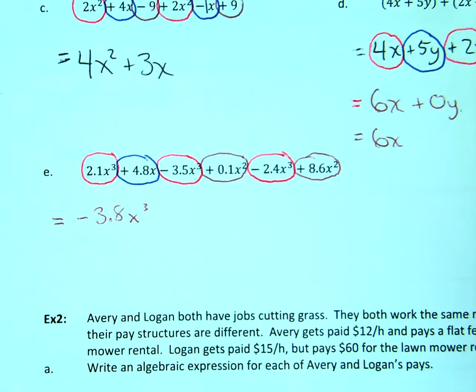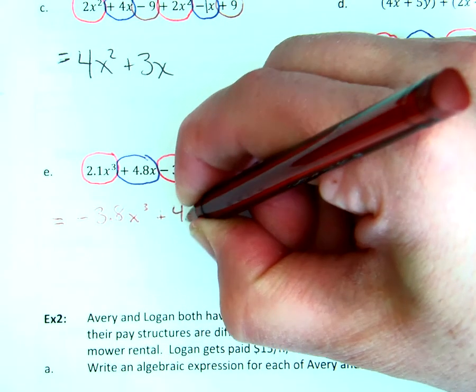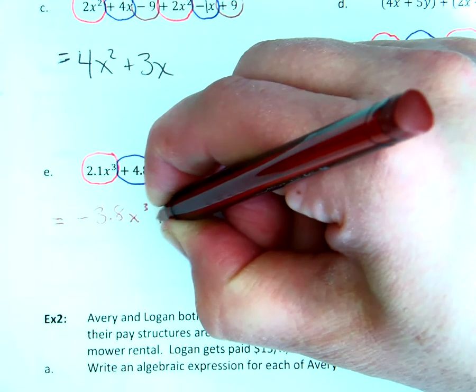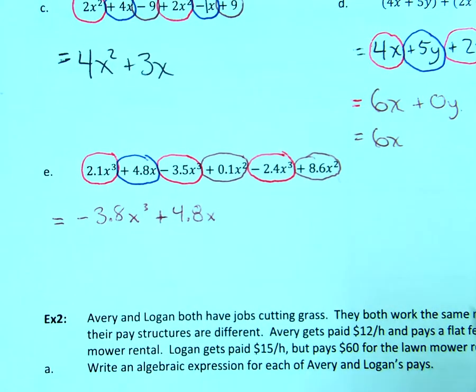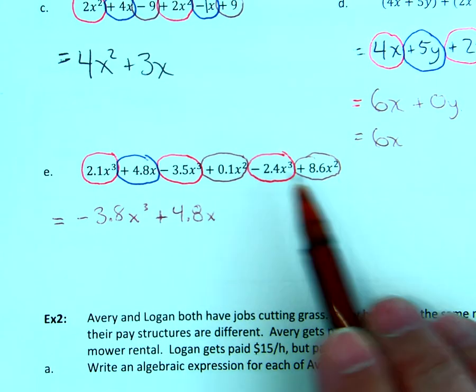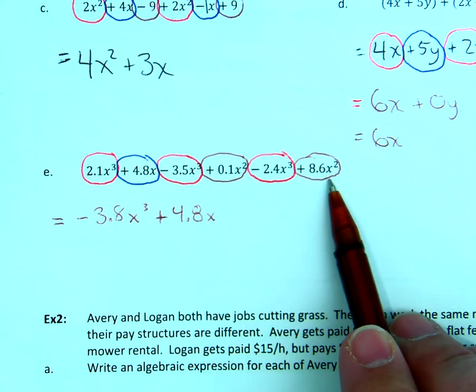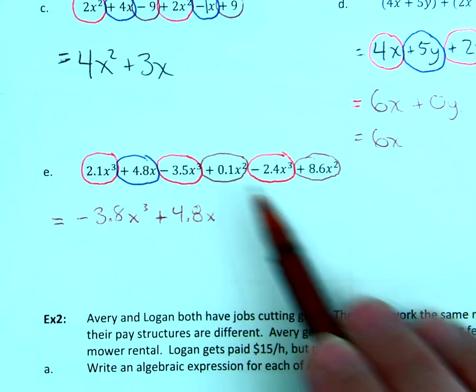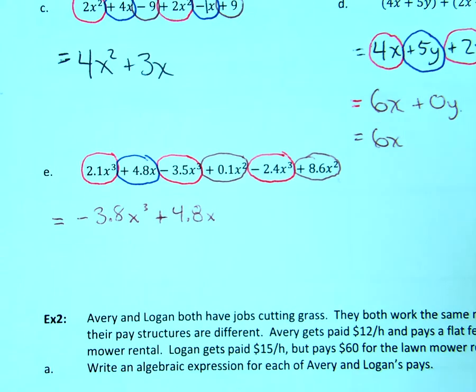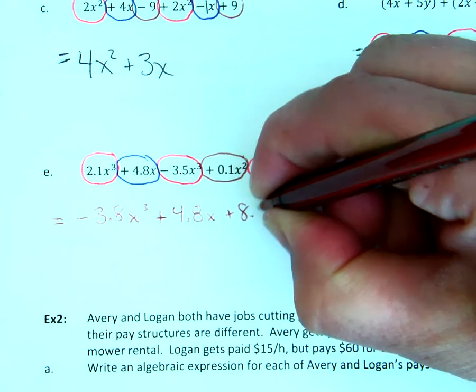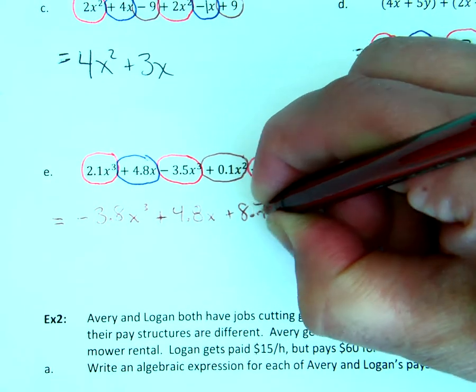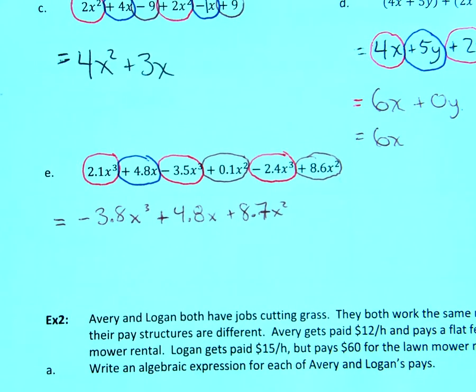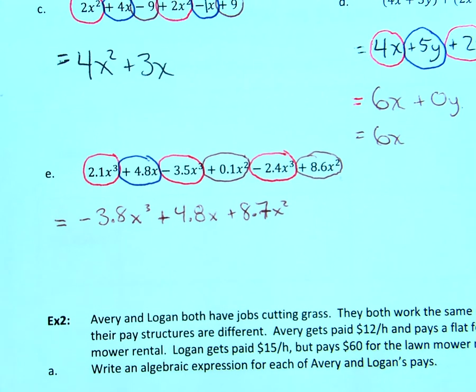The x doesn't have anything else like it, so it's just going to be 4.8x. And now I've got to put the x squareds together. So positive 0.1x squared plus 8.6x squared would give me positive 8.7x squared. And that's all I can do. So I'm done from that point. That is simplified as far as it goes.